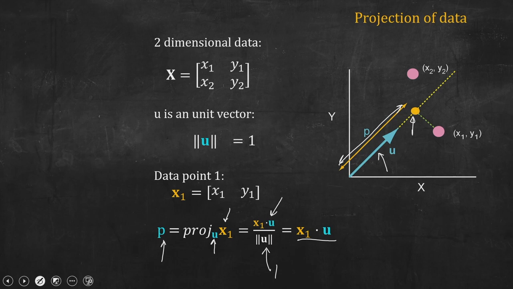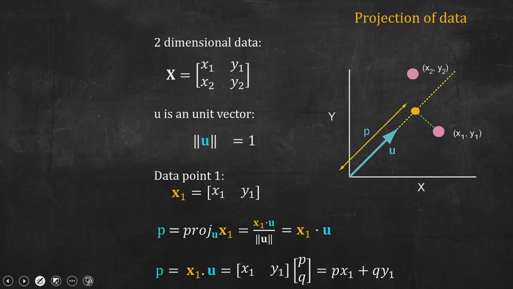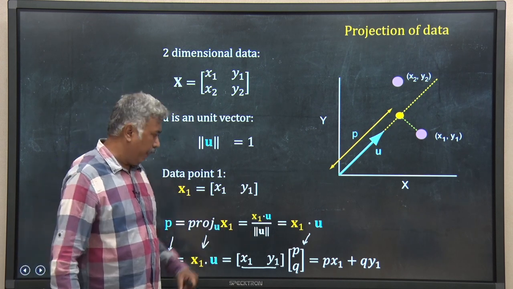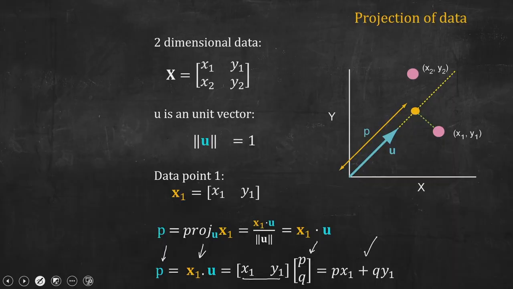Now, let me imagine U has some value, suppose U is p and q, arbitrarily I have taken. So, let me do this calculation, dot product between U and X1. I have to calculate the position of this projected data 1, that will be equal to the dot product between X1 and U. X1 is this vector and U is this vector. So, if I do multiplication between these two vectors, one is a row vector and another is a column vector, I get p x1 plus q y1.